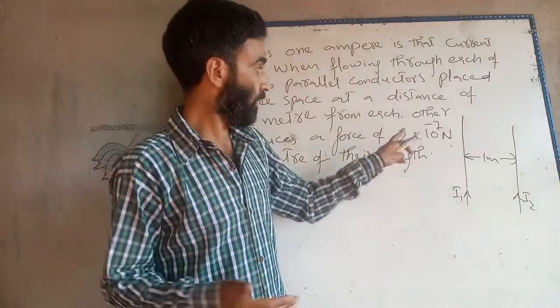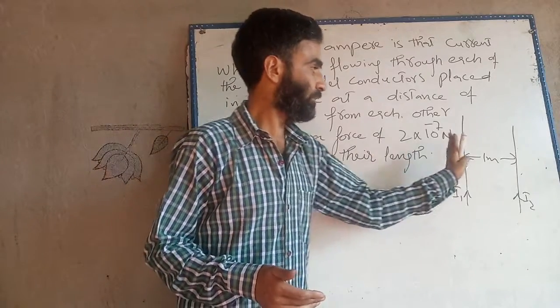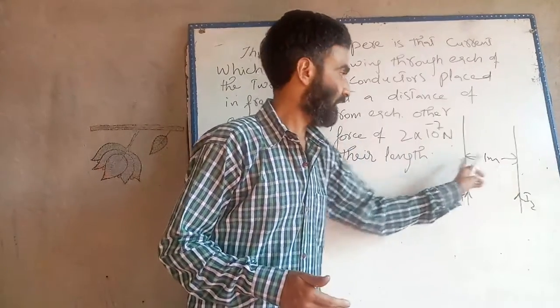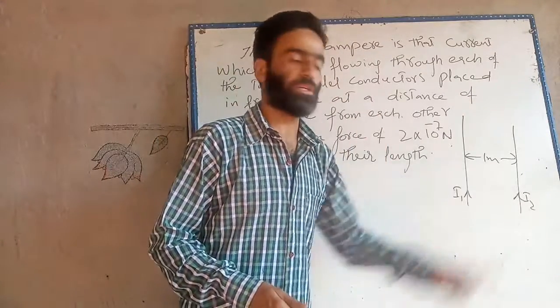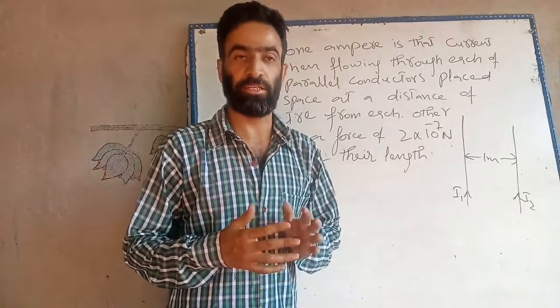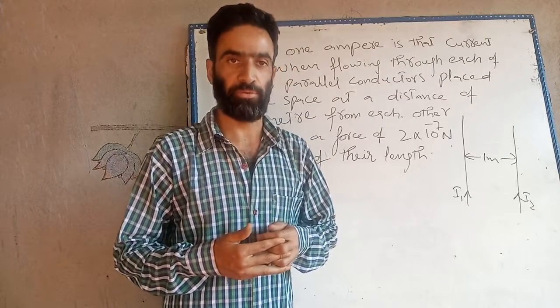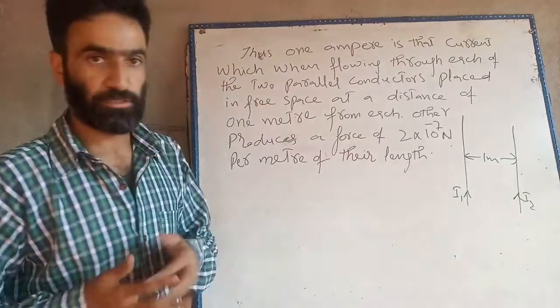So when a force of this amount is developed between two parallel conductors placed at a distance of 1 meter, then at that time the current through each parallel conductor is said to be 1 ampere. So this was all regarding this interesting topic.